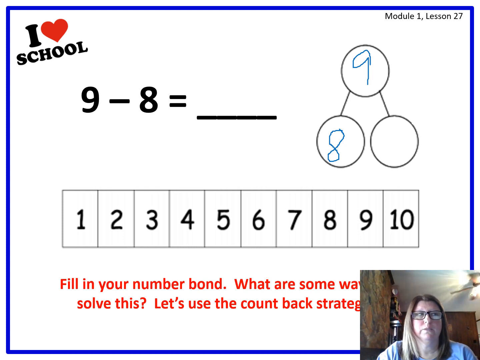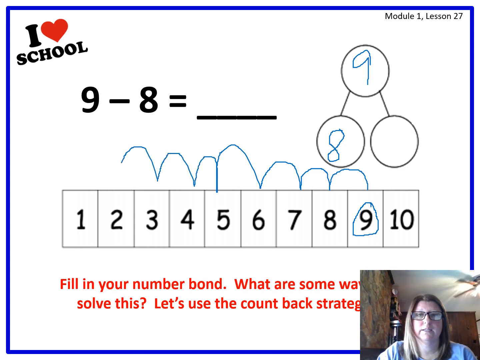So what are some ways we could solve this? Let's use the count back strategy first. So what I'm going to do is circle the 9 because that's my total, and I'm going to count back 8 hops. 1, 2, 3, 4, 5, 6, 7, 8. And my answer is 1. So 9 minus 8 is 1.